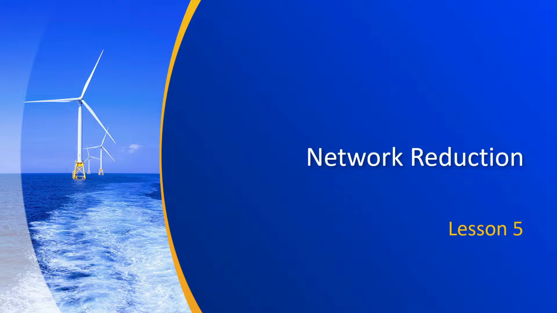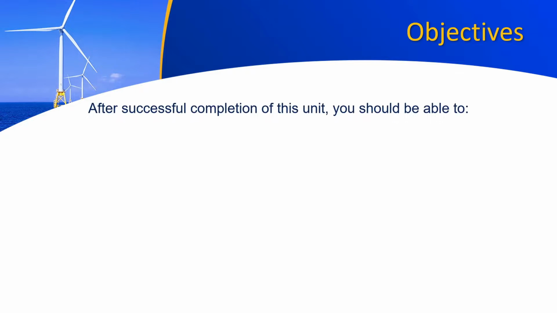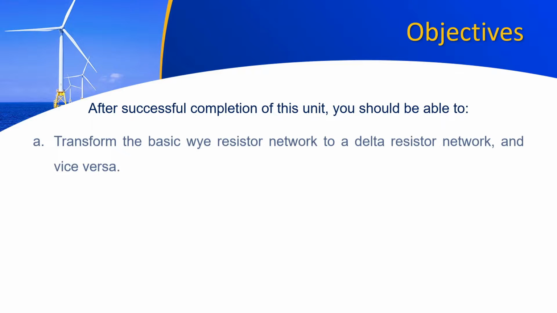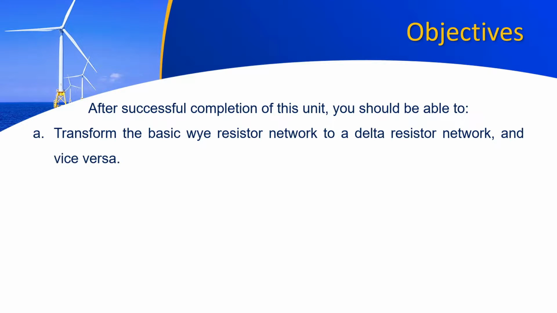Okay, so let's proceed sa lesson 5 topic natin, which is network reduction. So for our objective, after successful completion of this unit, you should be able to transform the basic Y resistor network to a delta resistor network and vice versa. So, lahat ng ito ay pag-aaralan natin dito sa ating tutorial.